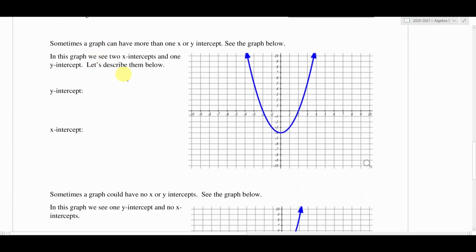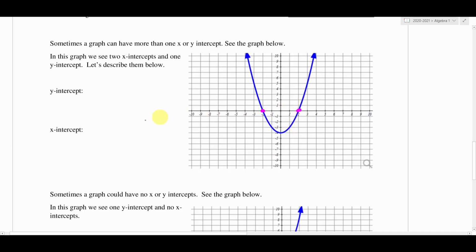All right, welcome back. So sometimes a graph can have more than one x or y intercept. So we look at this graph down here, and in this graph you'll see that we have 2 x-intercepts. So this is our x-axis. Our function is this blue parabola here. To find the x-intercepts, we're looking for where we cross over this horizontal line that runs through the middle of the graph, and we see 2 locations where that happens. One is here, and one is here.